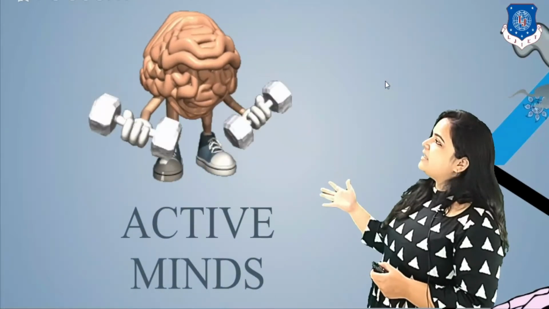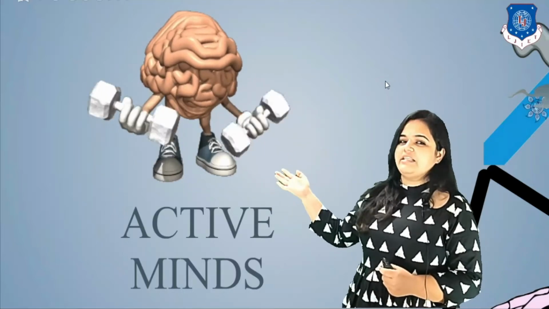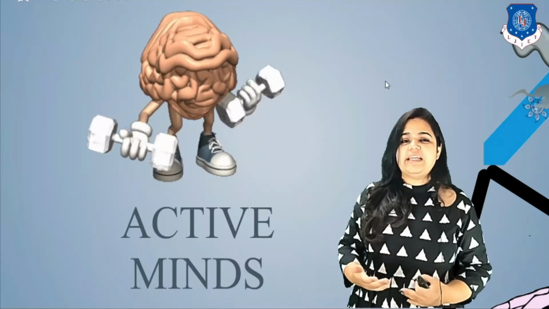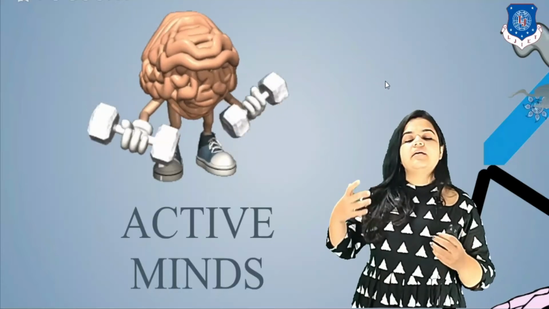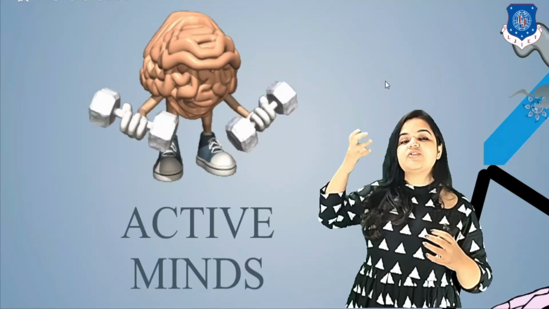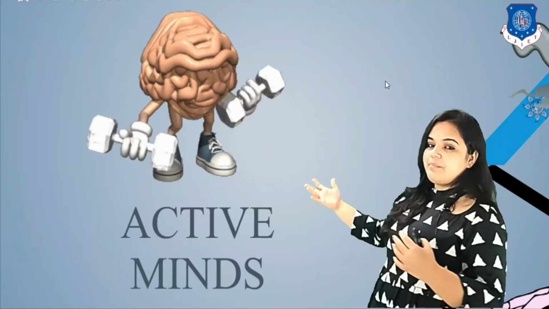Secondly, critical thinkers have constantly active minds. Their minds are never asleep. Their minds are constantly active. They keep on thinking, and they keep themselves very busy, thinking about different things, thinking about different possibilities.